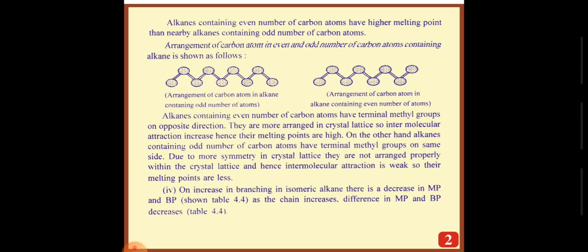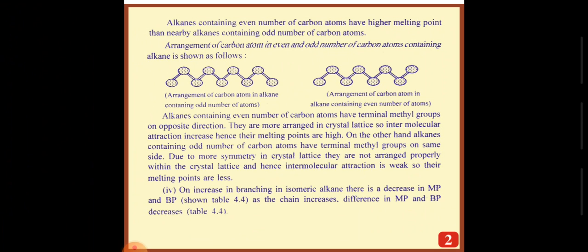Alkanes containing an even number of carbon atoms have a higher melting point than nearby alkanes containing an odd number of carbon atoms. The arrangement of carbon atoms is even and odd. The number of carbon atoms in the alkane is as shown. Here is the arrangement of carbon atoms in an alkane containing an odd number of atoms, and here is the arrangement of carbon atoms in an alkane containing an even number of atoms.